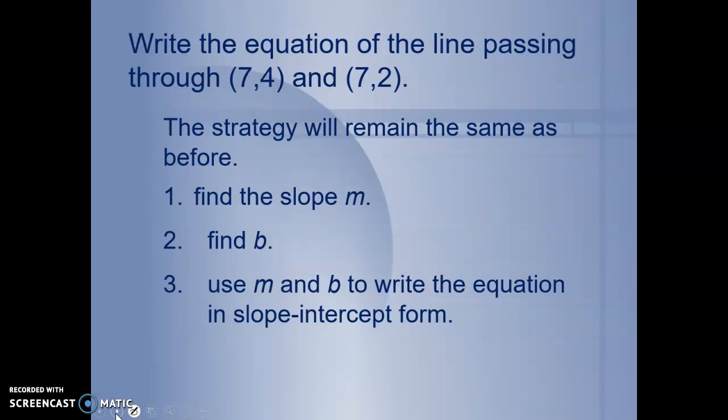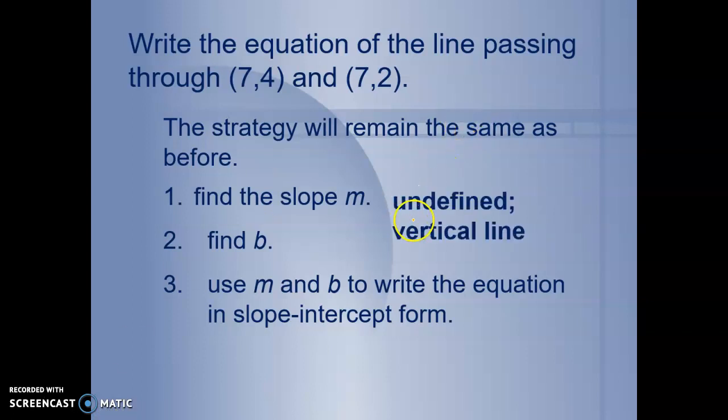Let's write the equation of a line passing through 7,4 and 7,2. The strategy is going to be the same as the previous problem. First, we need to find the slope. Then we're going to use the slope and one of the points to find b, the intercept. Once we know both m and b, we can use that to write our equation in slope-intercept form.